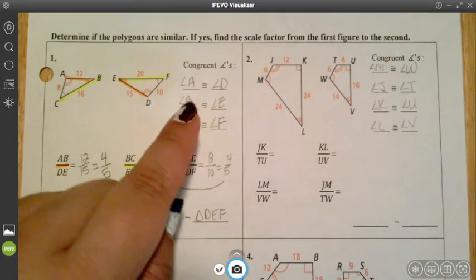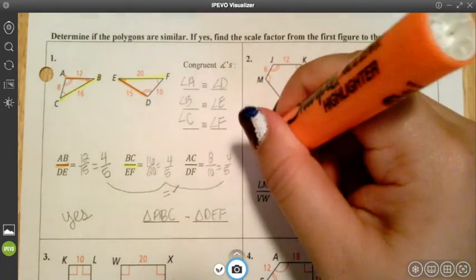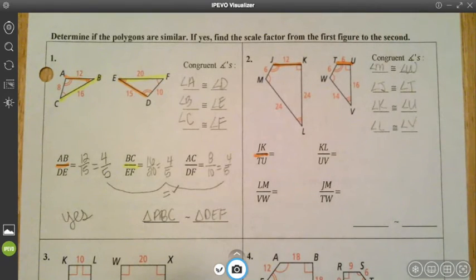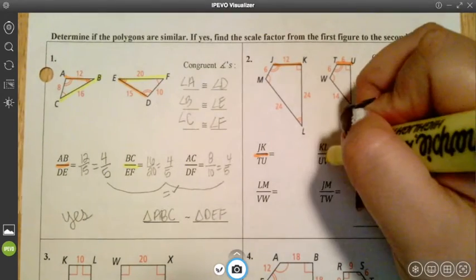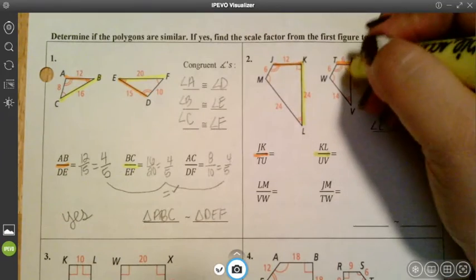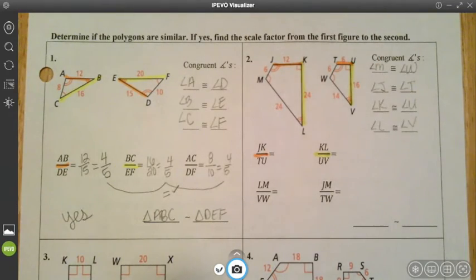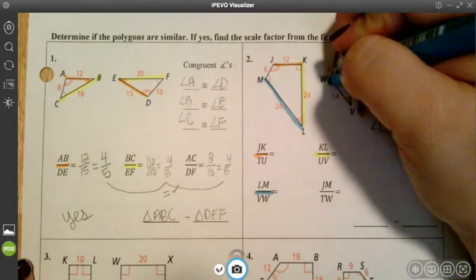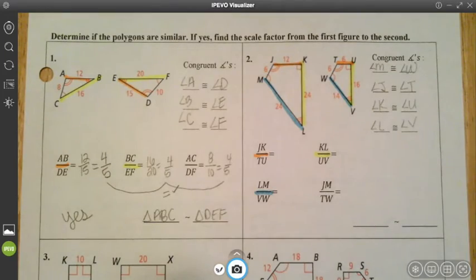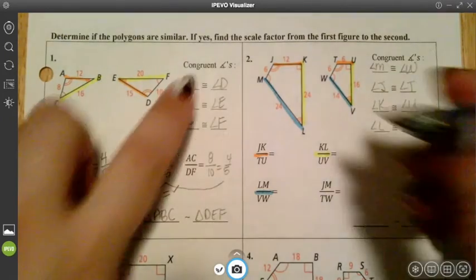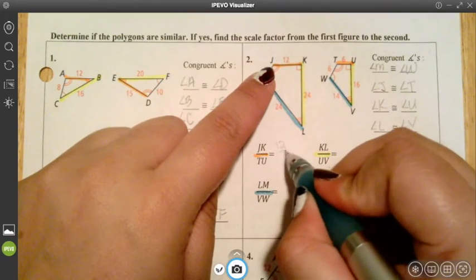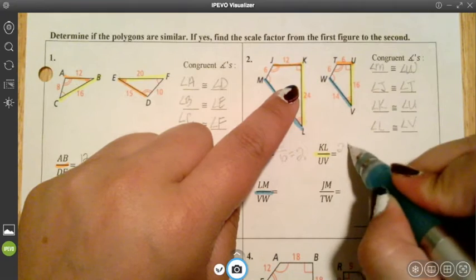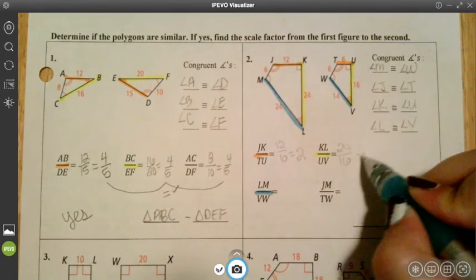And for our sides, here we have JK and TU, KL and UV, and LM with VW. My fourth side is the one without a color. So JK is 12 over TU is 6. That reduces to 2. KL is 24 over UV is 16, which does not equal 2.